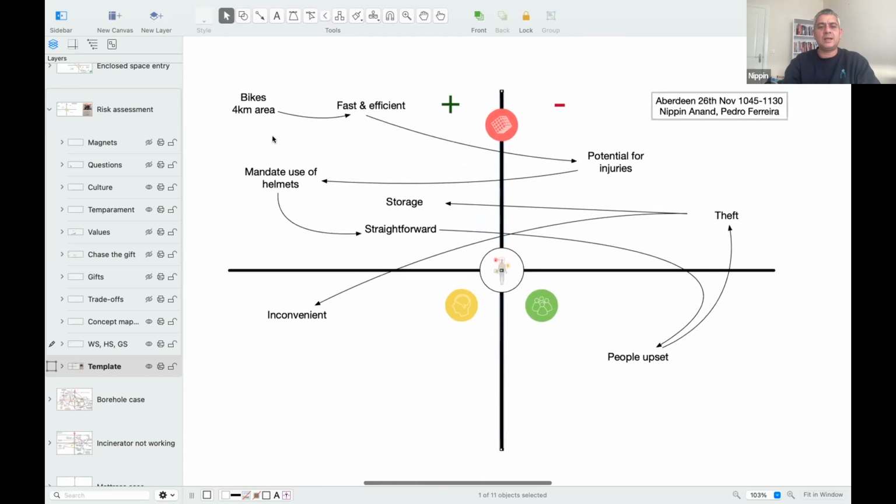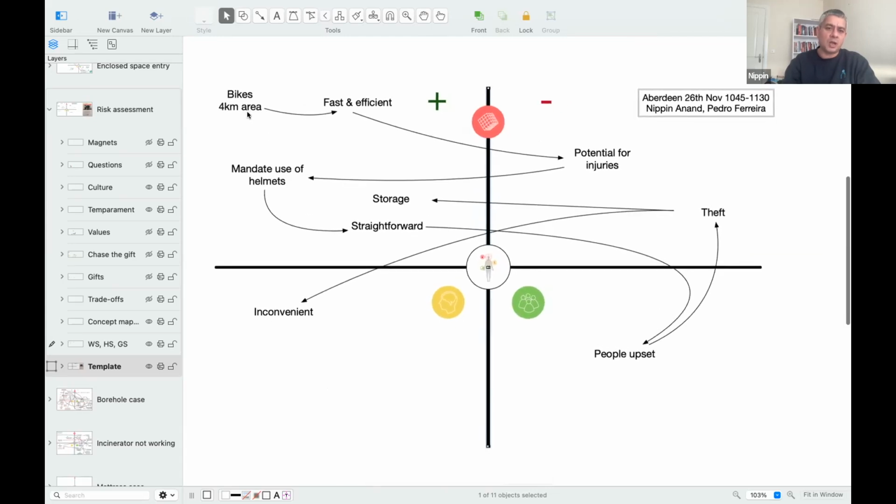What is happening here is that there is a site with 4 kilometers of area where they've introduced bikes because it's fast and efficient to do it that way. But then the company realizes that there's a potential for injuries, and they want to mandate the use of helmets. They were talking about it so far, but now they have mandated the use of helmets. The company thought that it was pretty straightforward until they had a discussion with their employees, who were very upset. People were upset, so it's obviously a cultural expression.